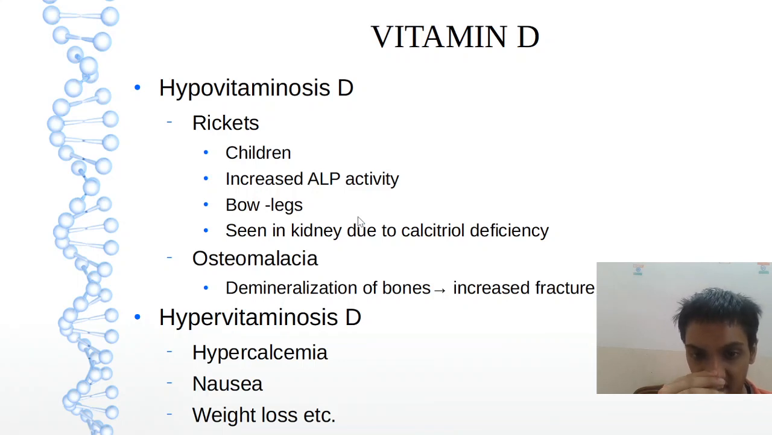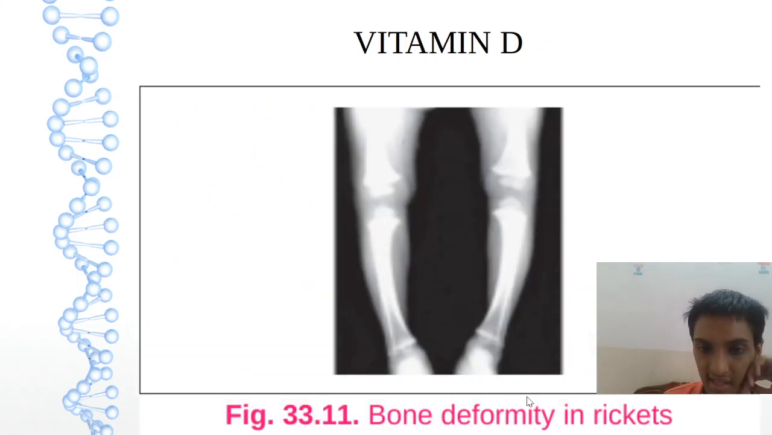And it can be seen in the kidney due to calcitriol deficiency. For such patients, we shall administer the calcitriol. In osteomalacia, there is increased fracture chances for the bones in adults. If there is excess of vitamin D, it causes hypercalcemia, nausea, etc. Here you are seeing the bone deformity, the bow leg syndrome you are seeing here, this and this.